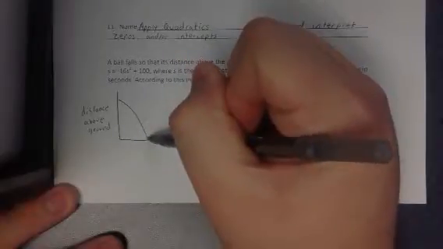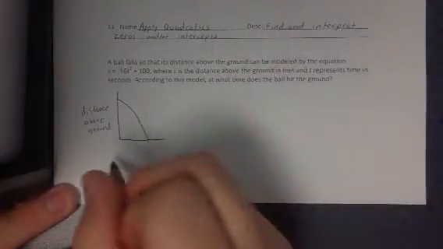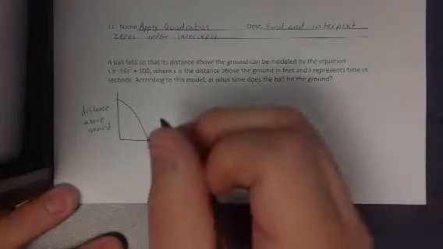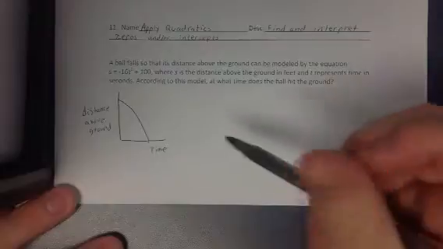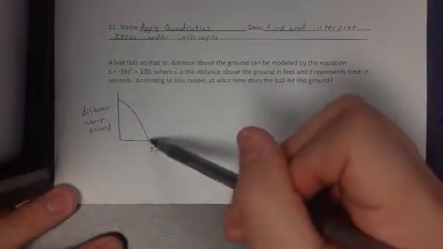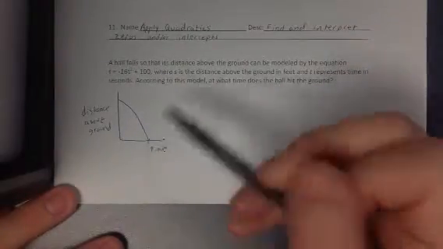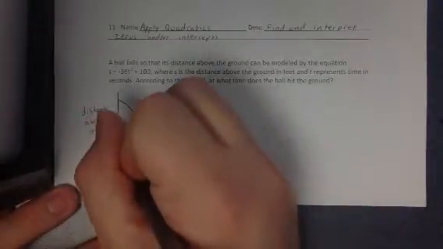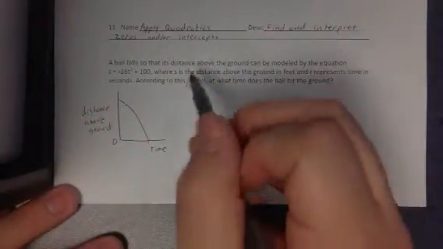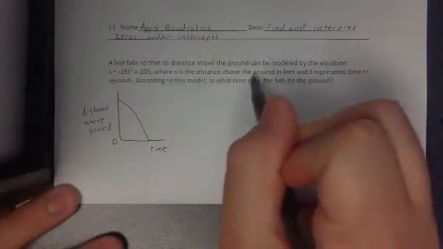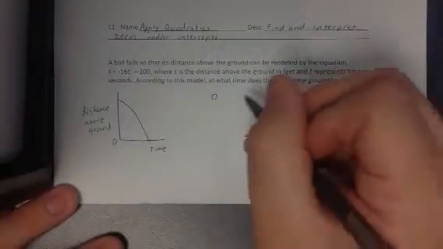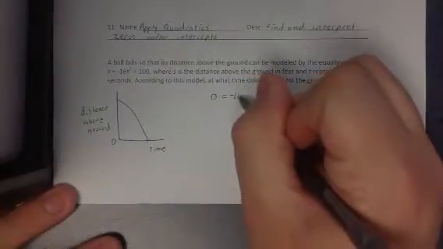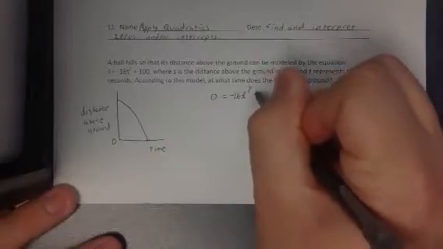So the ball's up here and it's falling down towards the ground. So on the x-axis, we've got the time. So we're concerned about when it touches the x-axis, which means its height above ground is 0. So s is the distance above ground, so we want to know when it's 0. So we'd have 0 for s equals negative 16 t squared plus 100.